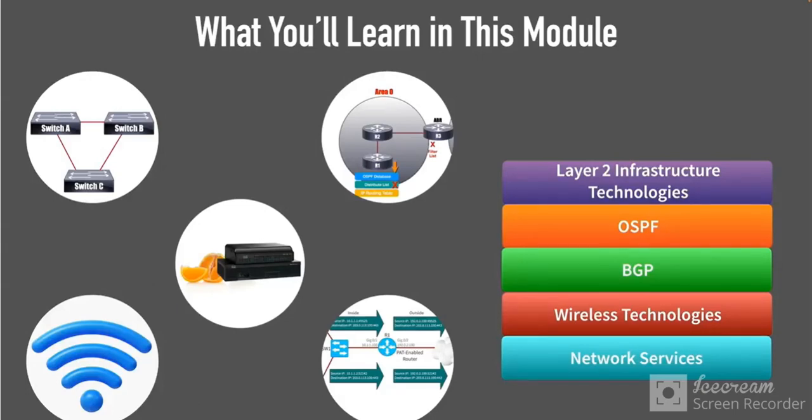And we'll discuss a few other services as well, such as HSRP, VRRP, and we'll check out multicast operation. But let's begin this module at Layer 2, and we'll be discussing 802.1Q trunking.